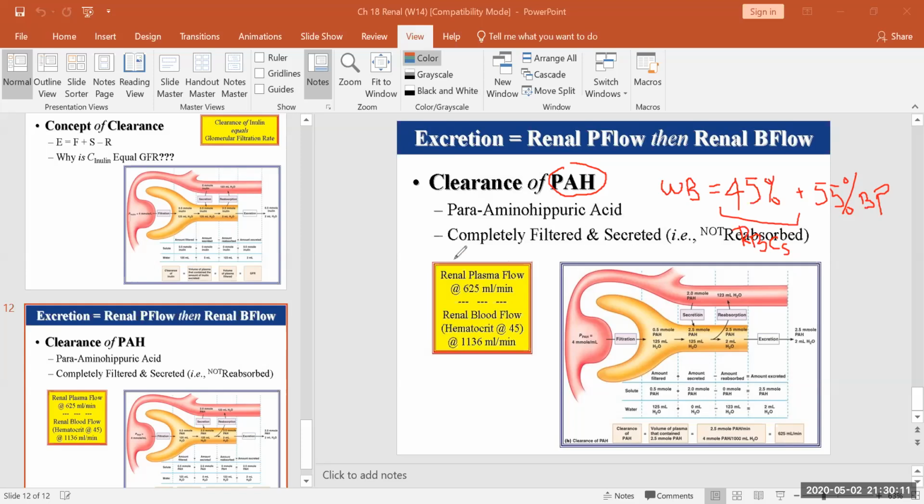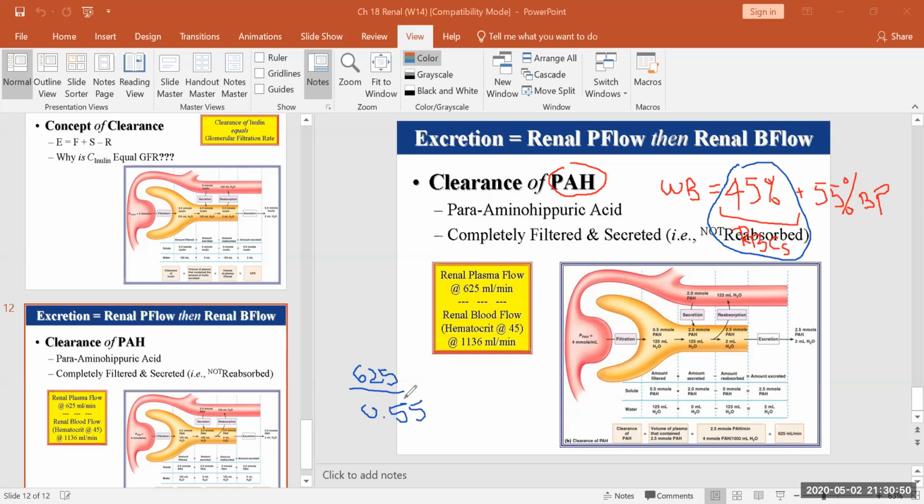Now, if you have a renal plasma flow at 625 ml per minute, the percentage of red blood cells in your whole blood is called hematocrit. This word here, HEMATOCRIT. So the hematocrit is around 45%. So you subtract that 45 from 55, so you end up doing 625 ml divided by 0.55.